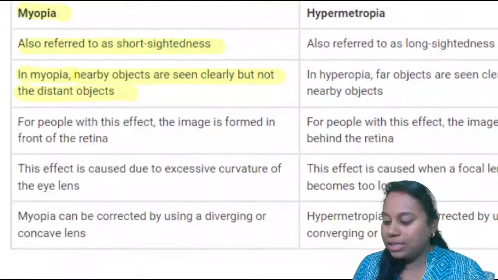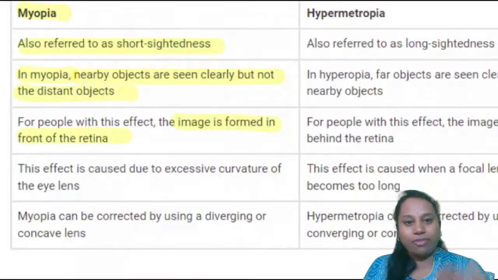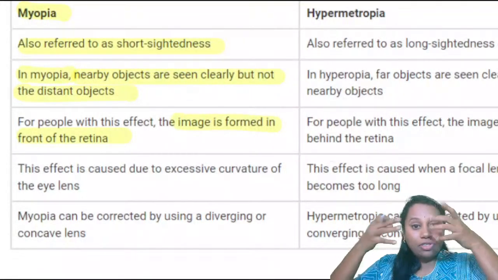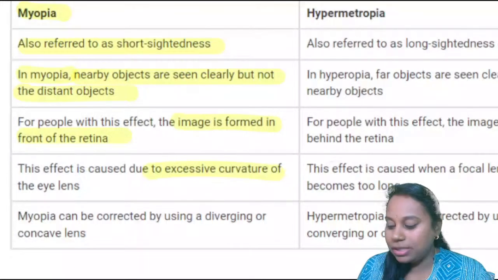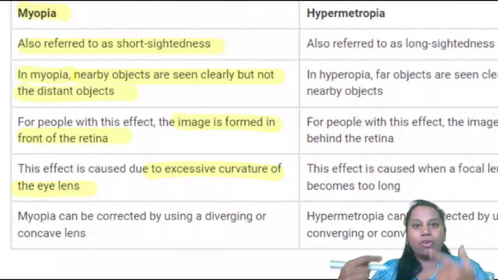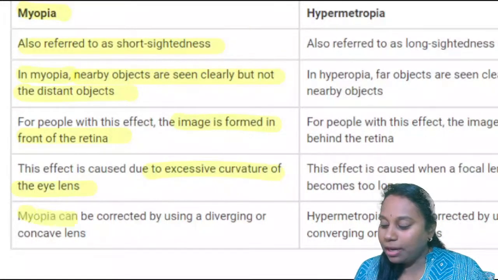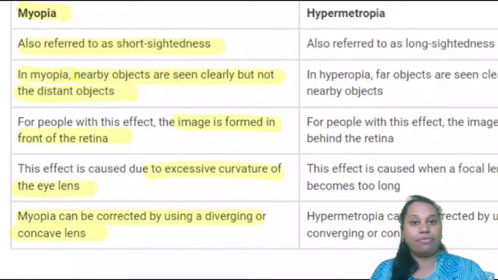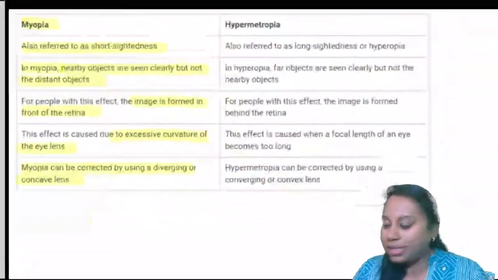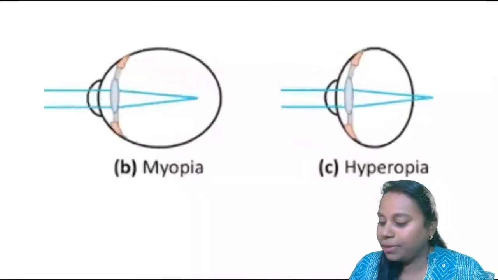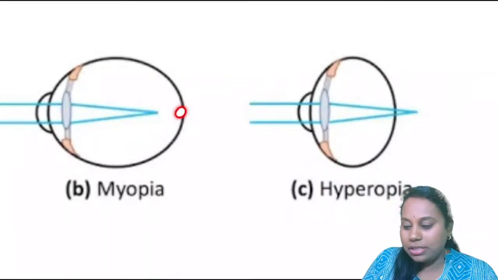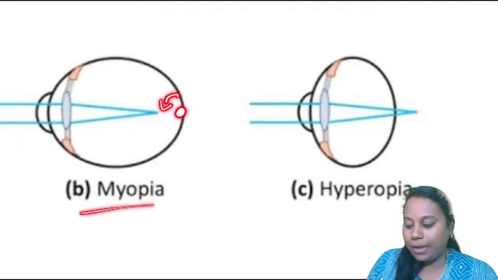For people with this defect, the image is formed in front of the retina. If the image is formed in front of the retina, it means the curvature of the lens is more. So this is due to excessive curvature of the lens. Since the curvature is more, the object is not able to reach the retina. It is falling in front of the retina. But it can be easily corrected by using a concave lens. To bring the object to the exact position on the retina, you can use a concave lens. So this is myopia. Exactly, the object should fall here on the retina, but it is falling in front of the retina. Myopia.